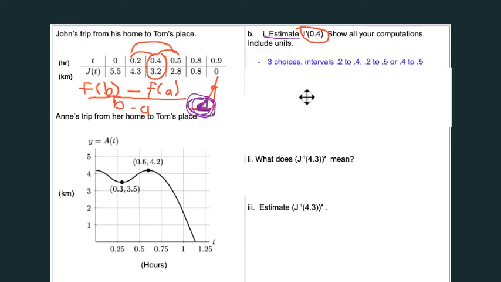Okay, so those are our three choices of intervals, just to reinforce that. 0.2 to 0.4 for time, 0.2 to 0.5, that's going on either side of 0.4, or 0.4 to 0.5, for time. So really, again, 0.4 to 0.5 creates the smallest secant, the smallest width of the secant, which is closest to a tangent.